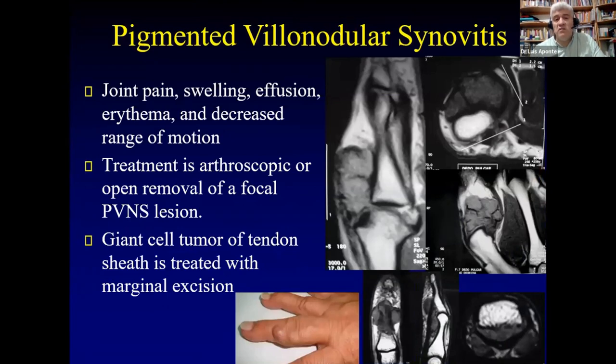Usually there's joint pain, swelling, effusion, and decreased range of motion. You can see nodules here like this. These are all different cases. If it's intraarticular, you can remove it, but usually for the giant cell tumor of tendon sheath, you treat it with marginal resection. Now we know that it's the same tumor and we give it the same name. There are some treatments for the big ones, but for example, 80% of articular PVNS are in the knee. It's very uncommon in the upper extremity. Mainly in the upper extremity, you see the giant cell tumor of tendon sheath.